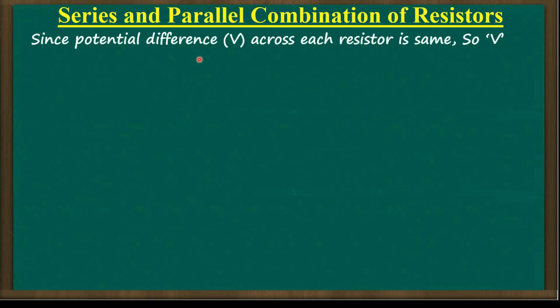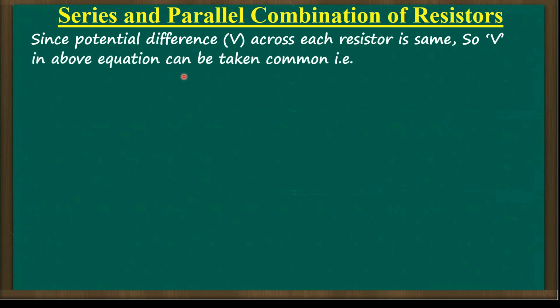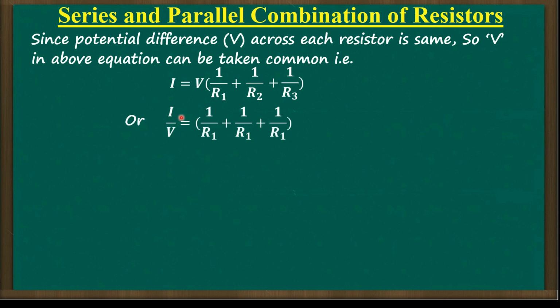Since the potential difference V across each resistor is the same, V in the above equation can be taken as common. That is, I equals V multiplied by 1 upon R1 plus 1 upon R2 plus 1 upon R3. Since V is multiplied by the reciprocals of all resistances, if we shift this potential difference to the left hand side of the equation, we get current I over potential difference V equal to 1 upon R1 plus 1 upon R2 plus 1 upon R3.